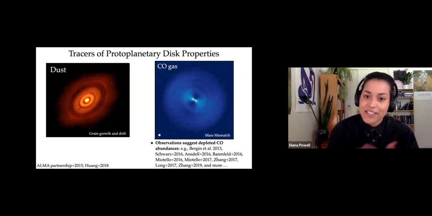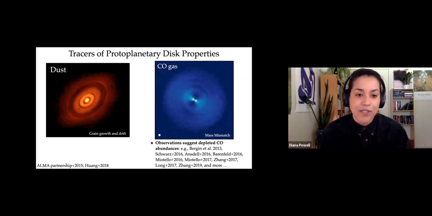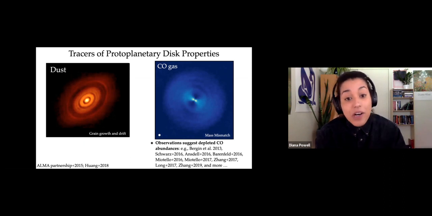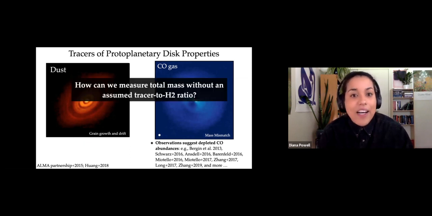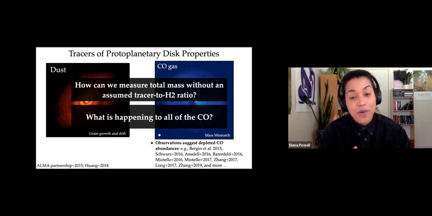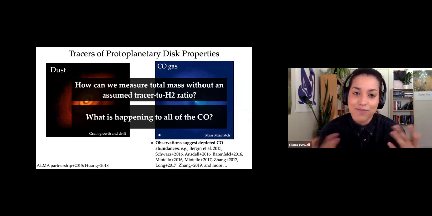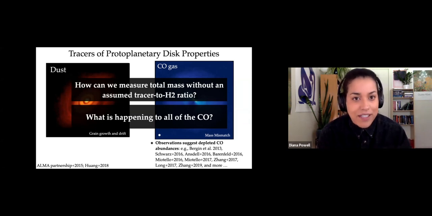And several lines of evidence also suggest that gas phase CO, particularly in the commonly observed upper disk layers, is also depleted in disks. And so this begs the questions: how can we measure the total disk mass without an assumed tracer to H2 ratio? And also, what is happening to all of the CO? Really getting to the bottom of these questions is of the utmost importance for understanding disk physics, since both dust and gas are used to trace a broad range of disk properties.